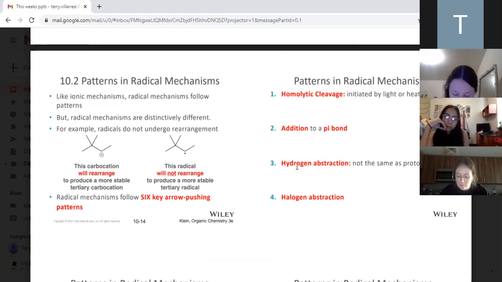So essentially, you are just taking a hydrogen and an electron. So remember how we said like a proton is just the H with no electrons? A hydrogen abstraction is you're taking a hydrogen and one electron. So it's actually a hydrogen. Then we have halogen abstraction where you remove a halogen.